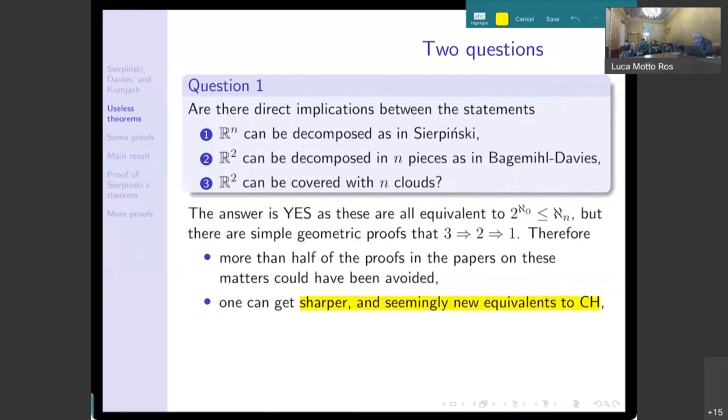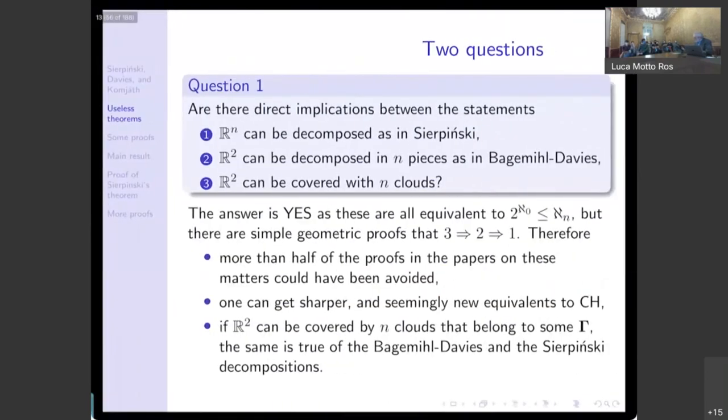So one can rephrase Sierpiński's classical theorem in a better way. And if R2 can be covered with n clouds that belong to some point class gamma, then the same is true of the Bagginal, Davis, and Sierpiński decomposition. Now, so if we can bound the complexity of the pieces, the complexity of clouds, then we have a way of transforming clouds into Bagginal, Davis partitions, and this complexity is preserved. This last point is really what interests me.